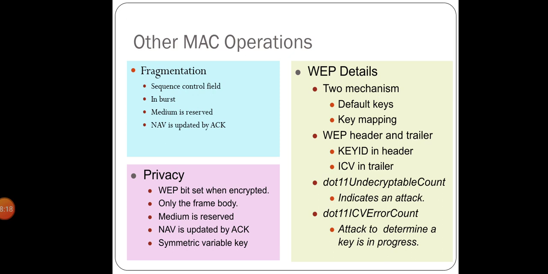In WEP details it has 2 mechanisms. First one is default keys and another one is key mapping. In WEP header and trailer, key ID in header, ICV in trailer. In .11 undecryptable count it indicates an attack, and .11 ICV error count, attack to determine a key is in progress.